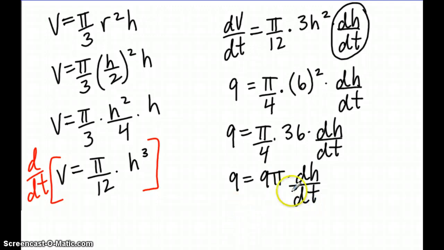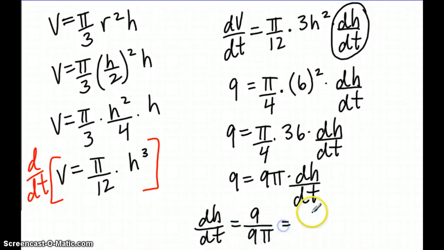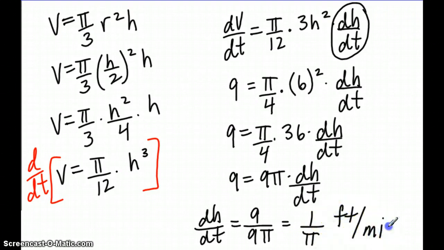And then solving for dh/dt, divide both sides of the equation by 9 pi. Just be careful to leave pi in the denominator. So the rate of change of the height of the water in the tank is 1 over pi, and then our units, feet per minute.